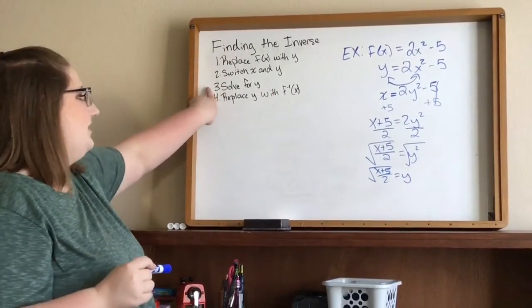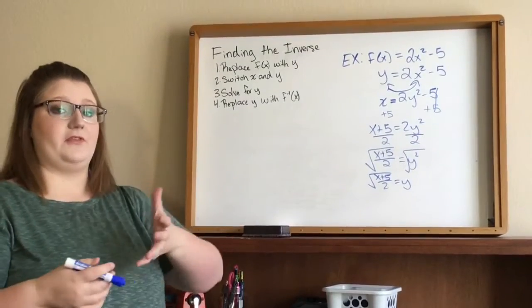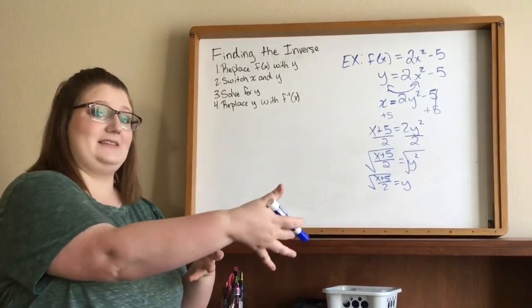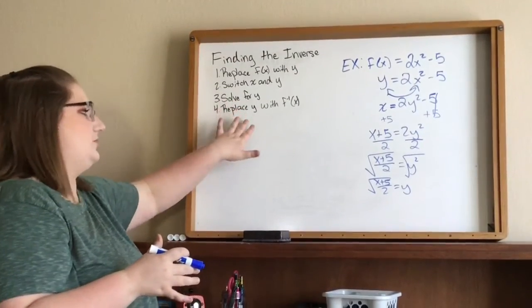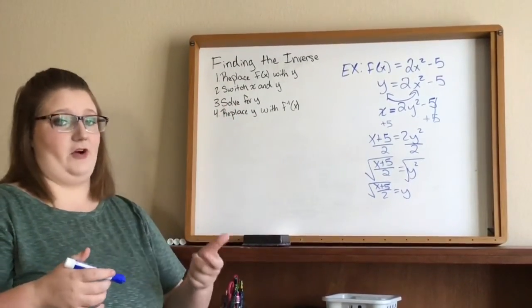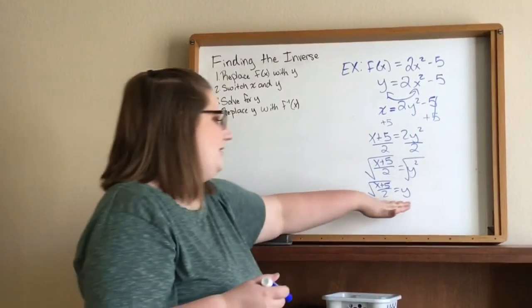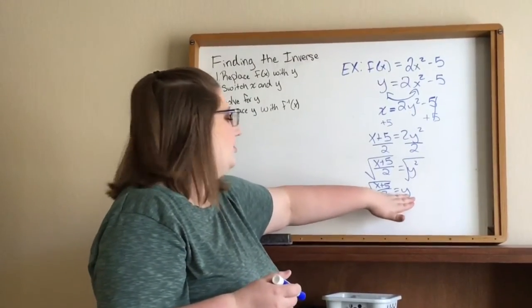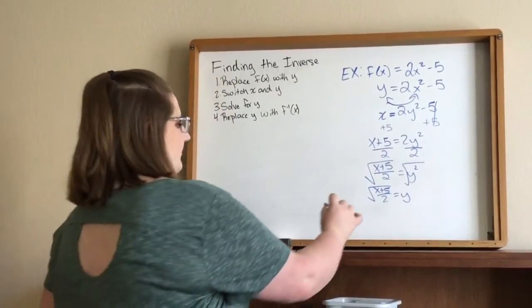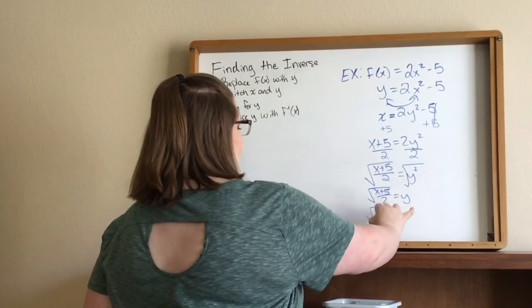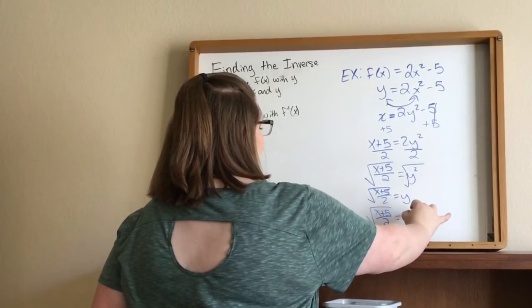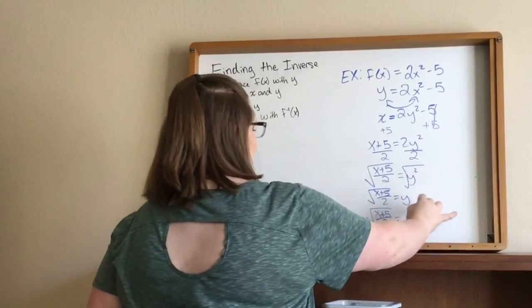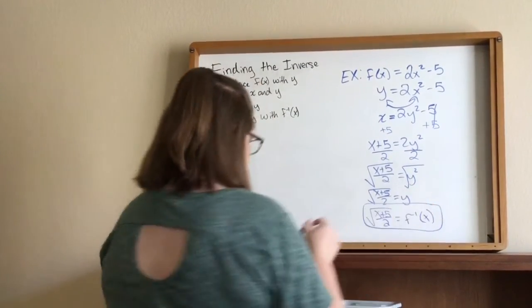So now we have completed step 3, we solved for y, since y is now by itself on one side of the equal sign. The last thing we have to do is replace y with f inverse of x. So coming down here to this equation, we're just going to change y to f inverse of x. So we have the square root of x plus 5 over 2 equals f inverse of x. And that would be our answer.